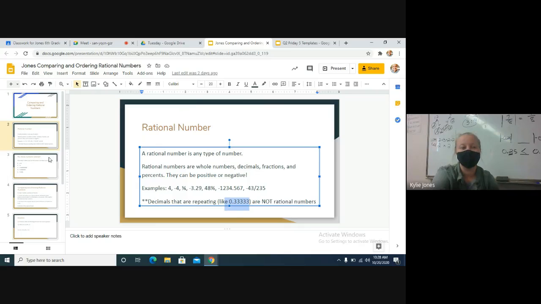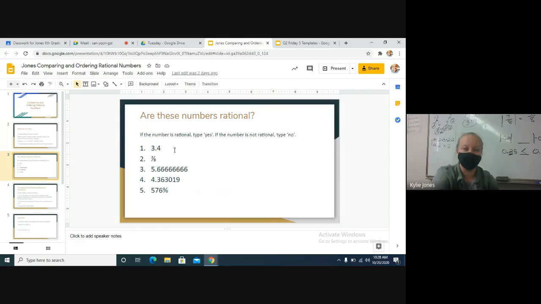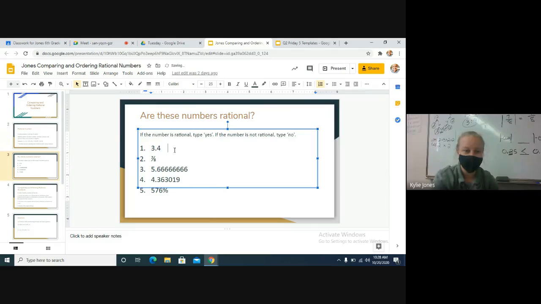Okay? So let's look at slide number 3 and just do some yeses and nos. Are these numbers rational or not? If it's yes, we're going to type yes. If it's no, we're going to type no. So we have for number 1, the decimal 3 4/10. Is it rational or not?